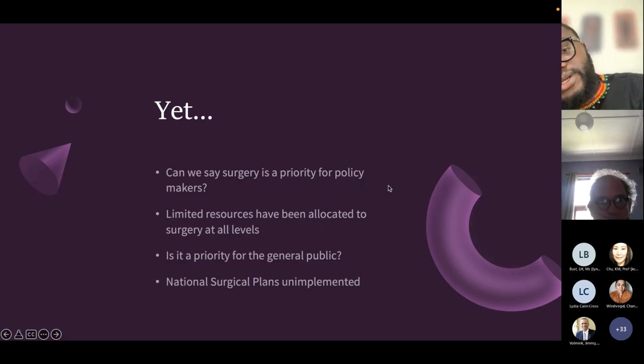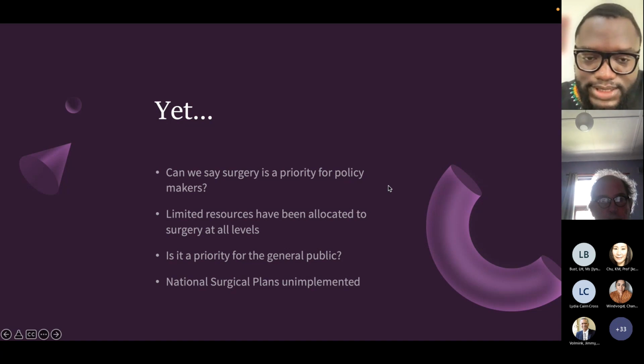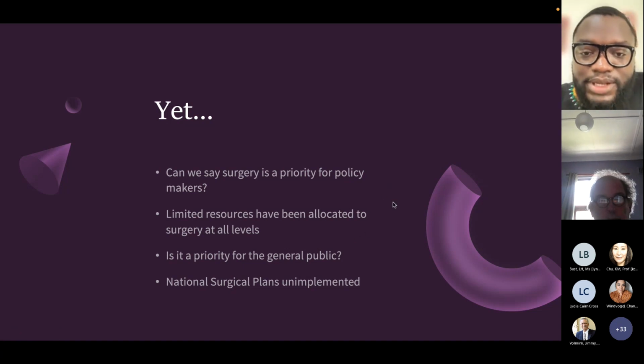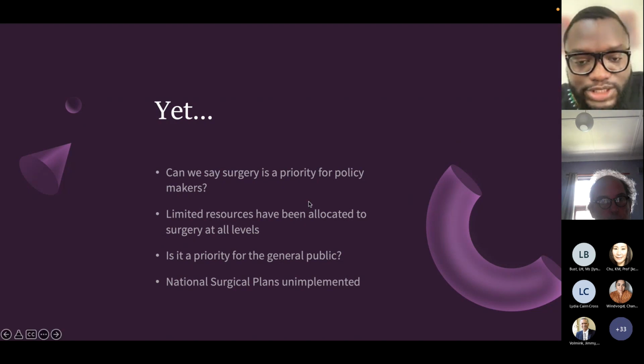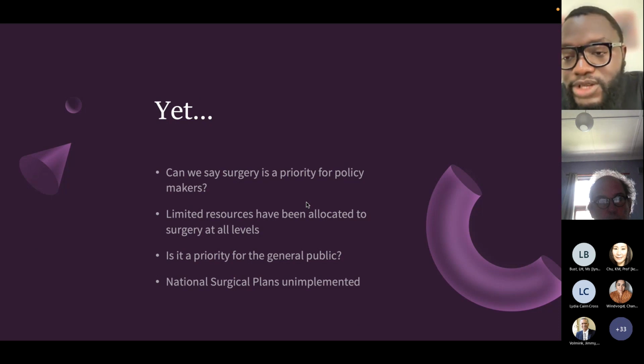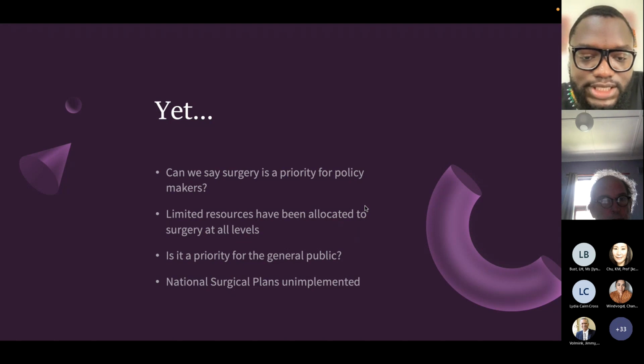Yet, can we really say that surgery is a priority for policymakers? There have been limited resources allocated to surgical care and policy implementation at all levels, at the national level and at the international level. And can we also say that surgery is a priority for the general public? This is a question, right? Is this something that is discussed on local radios, on local TVs, or even by the communities that are most affected by the surgical conditions?